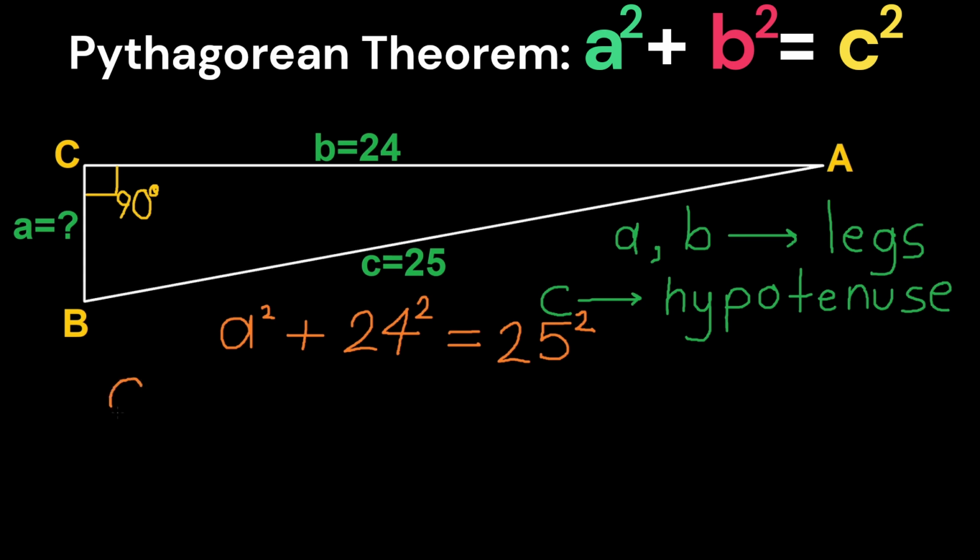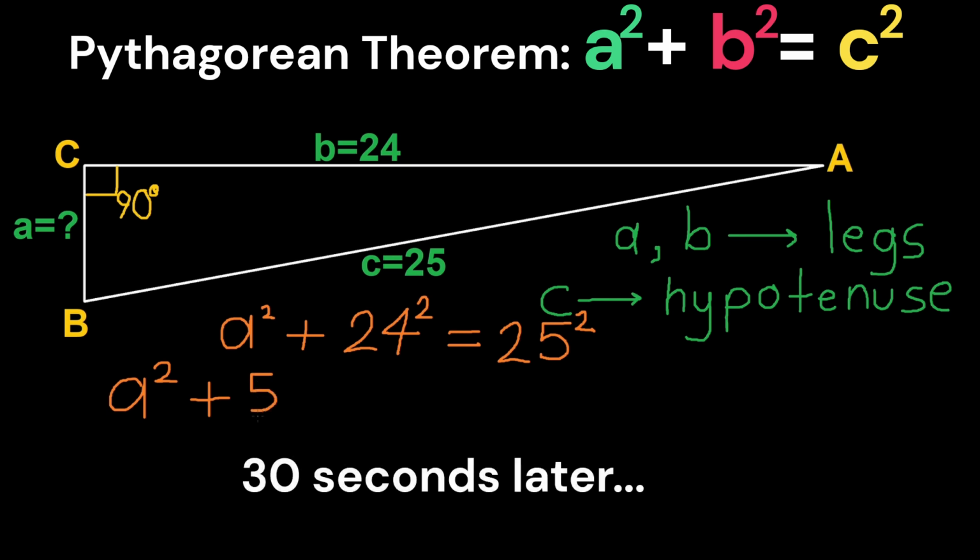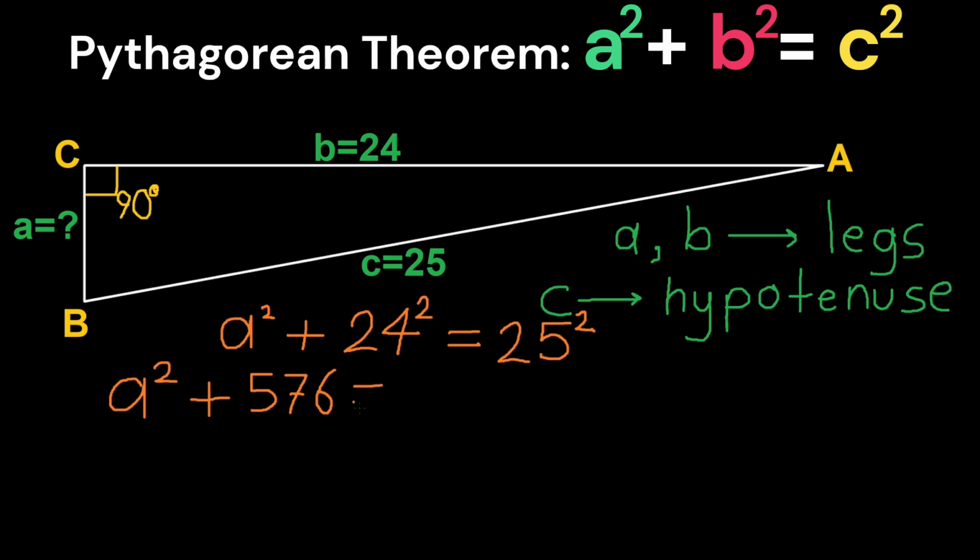In the next step, we keep a squared as this. 24 squared is pretty hard to calculate, so this could take some time, but I'll do it for you. I did the math, and 24 squared is 576. I hope this is correct, because I didn't use a calculator or even paper. I just did it in my mind. So I really hope it's correct. And 25 squared is 625. That was somewhat easier to calculate.